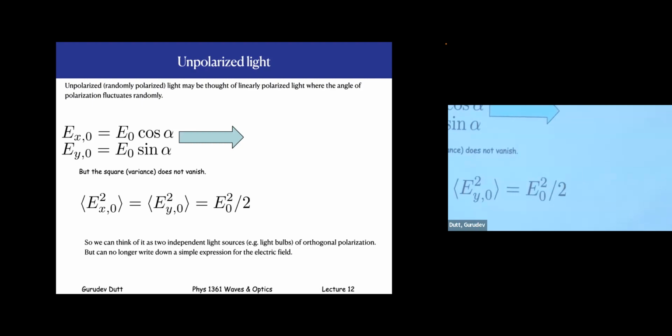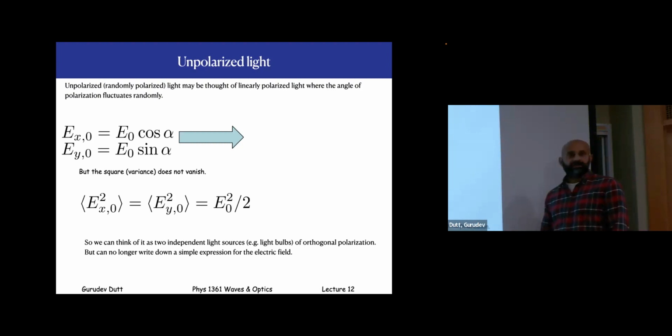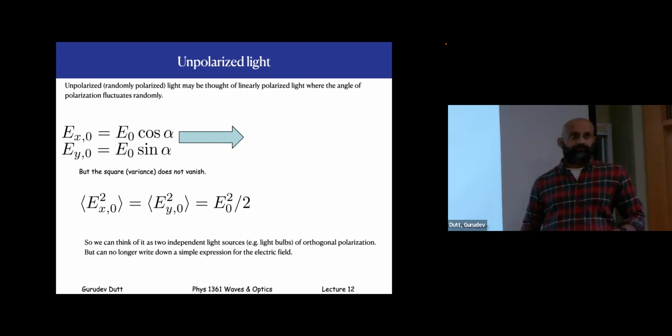Okay. So we can think of it as two independent light sources of orthogonal polarization, but we no longer can write down a simple expression for the electric field. Instead, we have to go to this higher order description. But just to keep that in mind, we'll talk about it when we do the polarization, when we put a polarizer in front of it now.